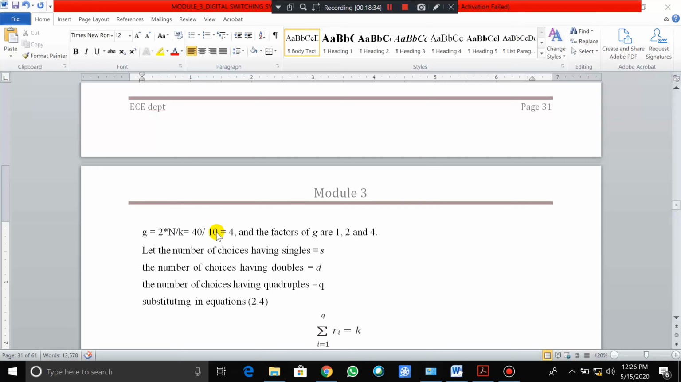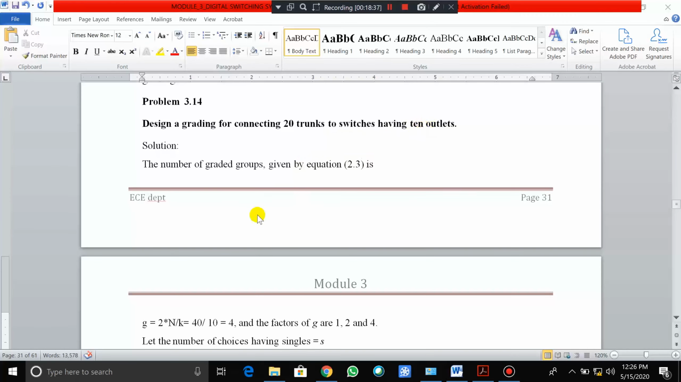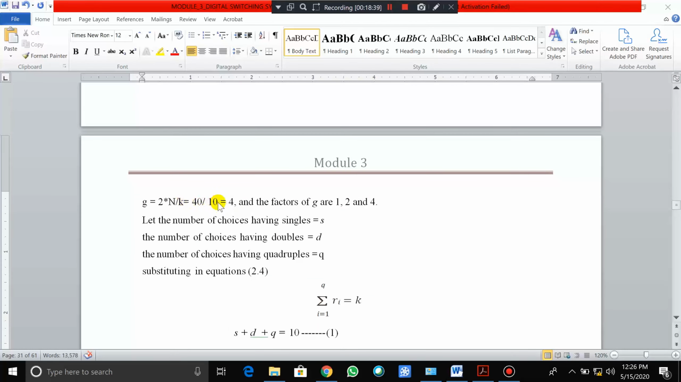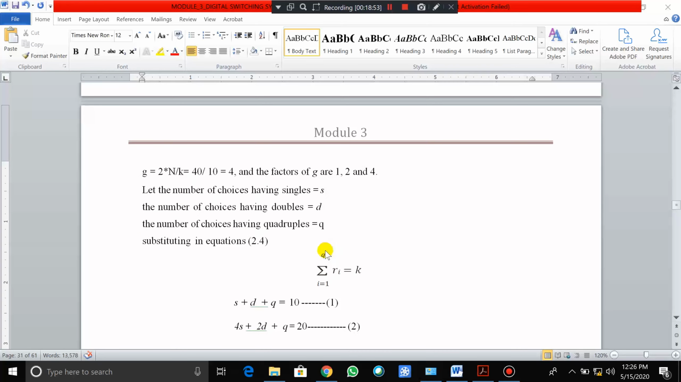K value is 10 because they have mentioned it as 10 outlets. So k is equal to 10. So you will get 4. And the factors of G are 1, 2 and 4. Let the number of choices having a single be S, the number of choices having a double be D, and the number of choices having a quadruple be Q. We are making it as a consideration.